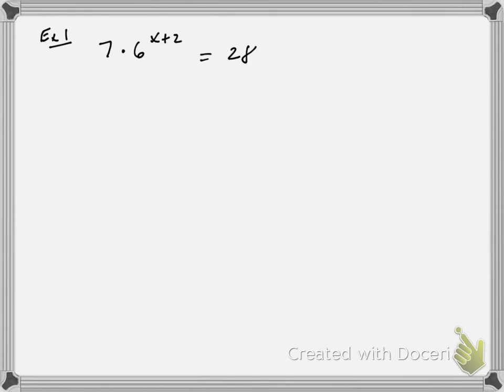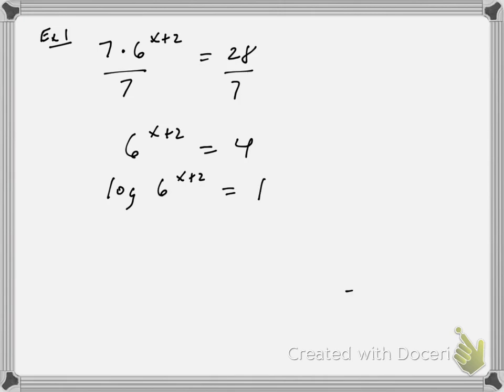So what I have to do is to get rid of this 7 times, so I have to get rid of multiplication by doing division. So I have 6 to the x plus 2 is equal to 4. Next step is the thing I could do to any equation as long as I do it to both sides, and that is I want to take the log of both sides. So this is step 2. And it doesn't matter which base we use as long as we use the same base.